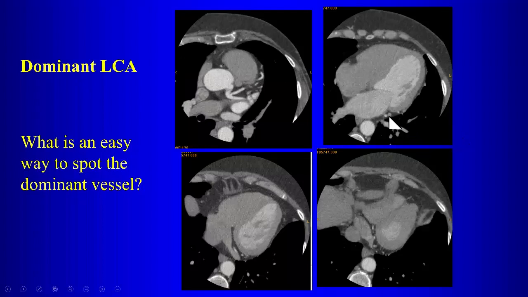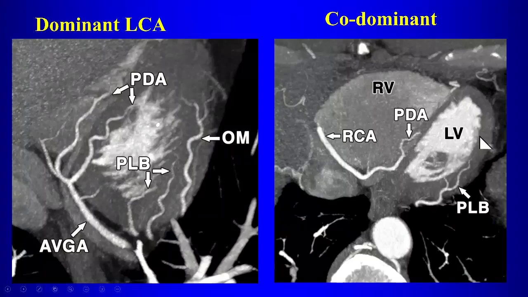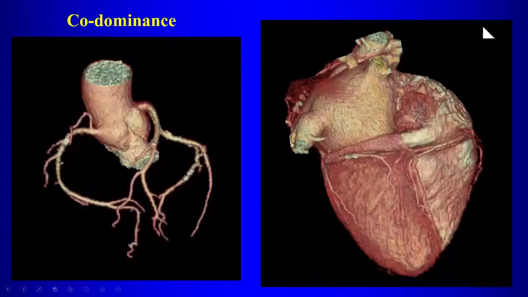Again, this is a coronary vein. It's usually larger and not as dense as the accompanying vessel. Okay? All right, so dominant left coronary artery, we have the circumflex coming around, supplying the posterior wall and giving you the PDA. Codominant, the right coronary artery comes around, gives you the PDA, and the posterior wall of the left ventricle is supplied by branches from the circumflex coronary artery.